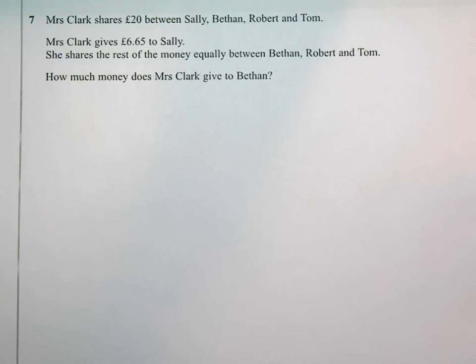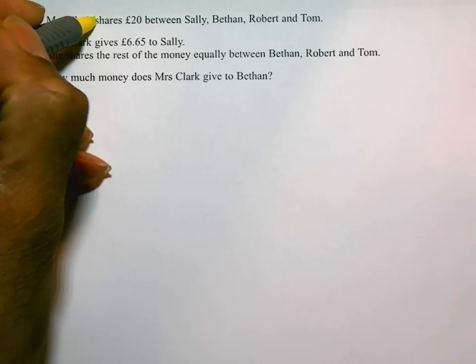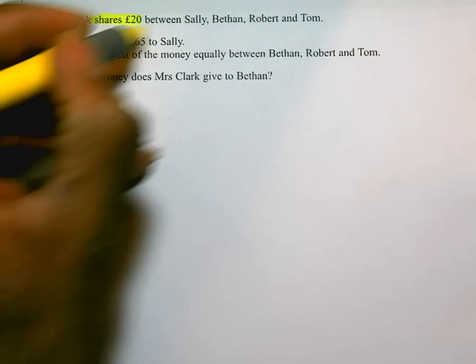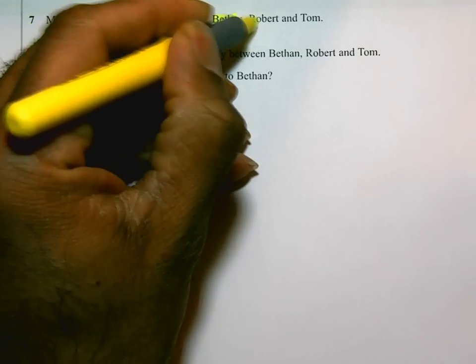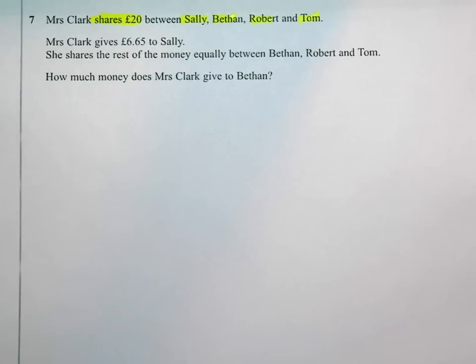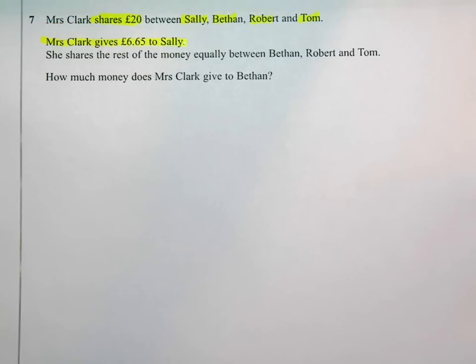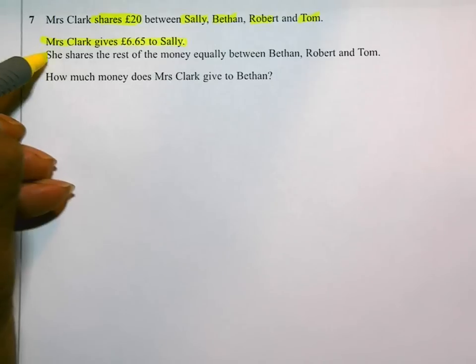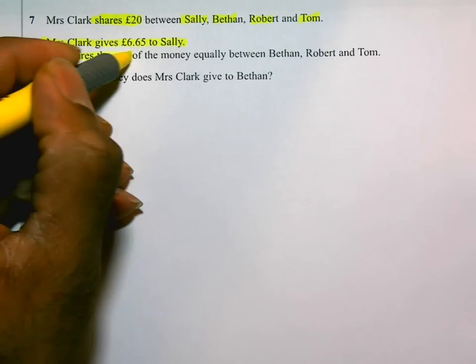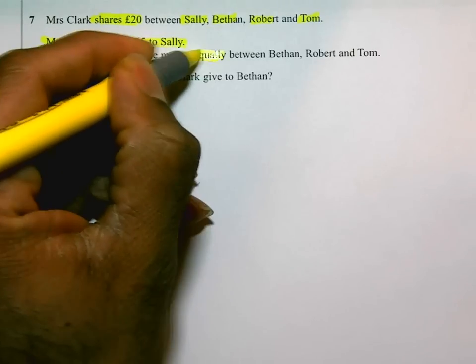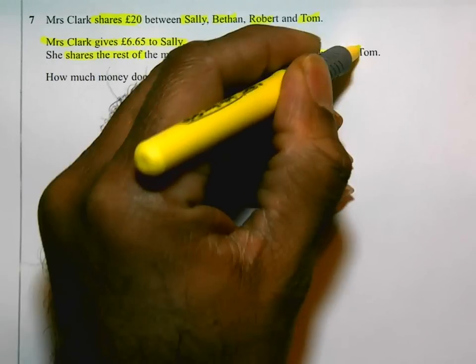This is question 7 on the foundation calculator paper. Alright, let's read the question. Mrs. Clark shares, so she's going to share £20 between Sally, Bethan, Robert and Tom. So those 4 people. Mrs. Clark gives £6.65 to Sally, and then she shares the rest of the money equally between Bethan, Robert and Tom.